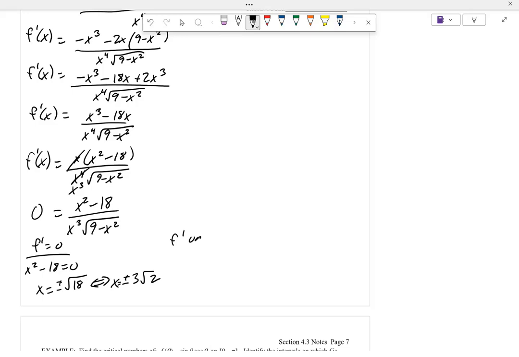Where's the derivative undefined? Well, I have x cubed, and if x cubed is 0, or the square root of 9 minus x squared equals 0, right? Because we can't divide by 0. So 0 would be a problem. Let me square both sides of this. 9 minus x squared equals 0 squared. Let me add x squared to both sides, and then square root both sides, plus or minus 3 on that. Okay.